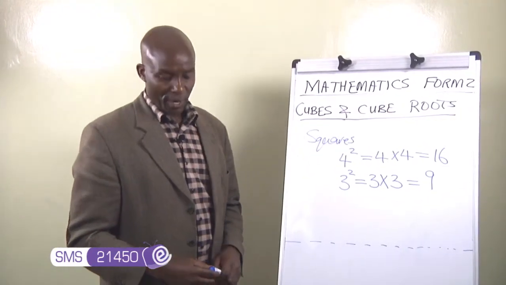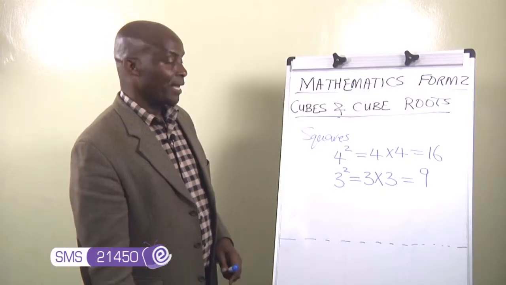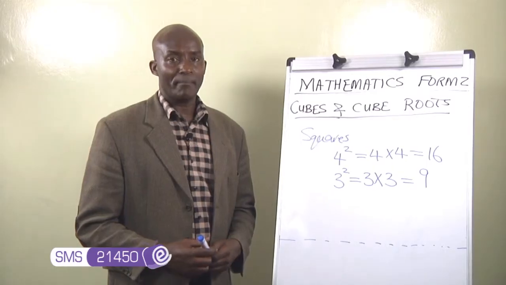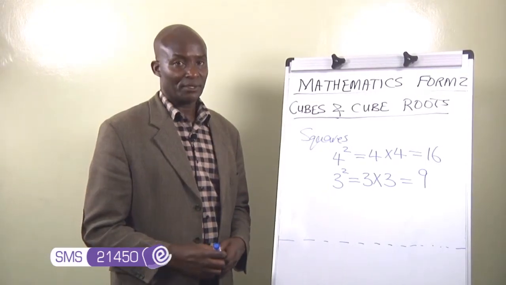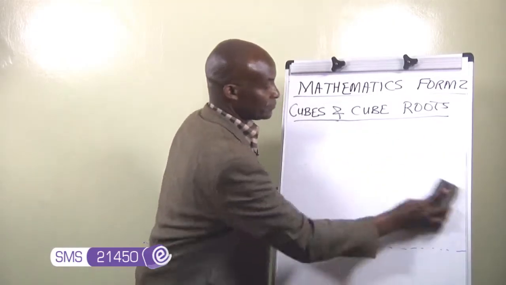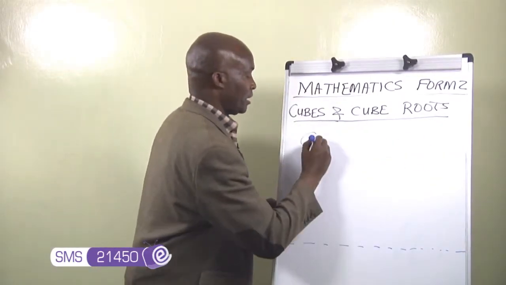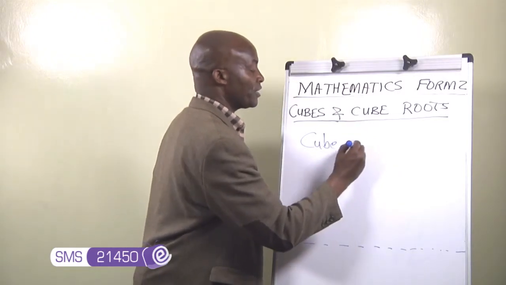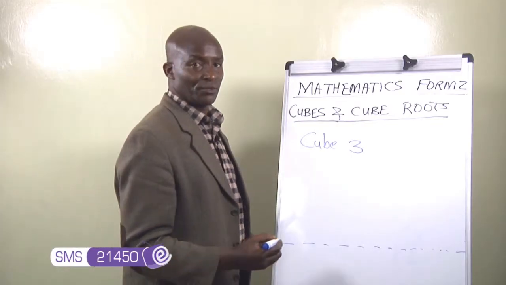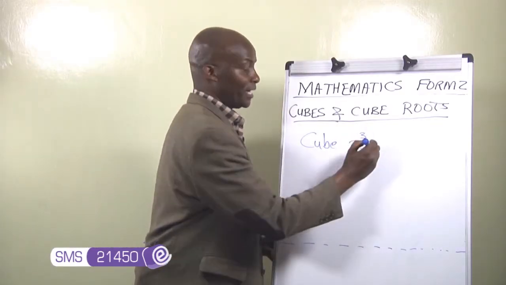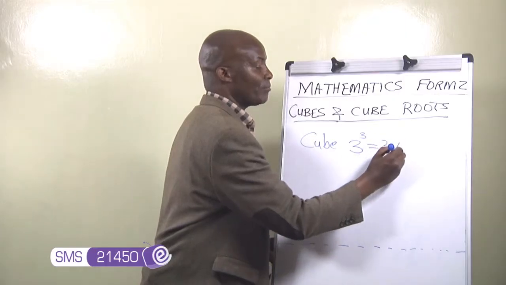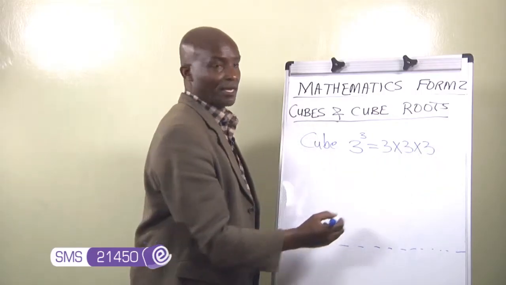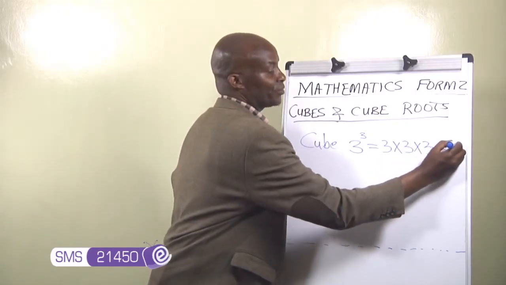Similarly, when we talk about cubes, a cube of a number is that number multiplied by itself 3 times. So, if we take a cube of 3, for instance, you say 3 cubed is equal to 3 multiplied by 3 multiplied by 3. And we know that this gives us 27.